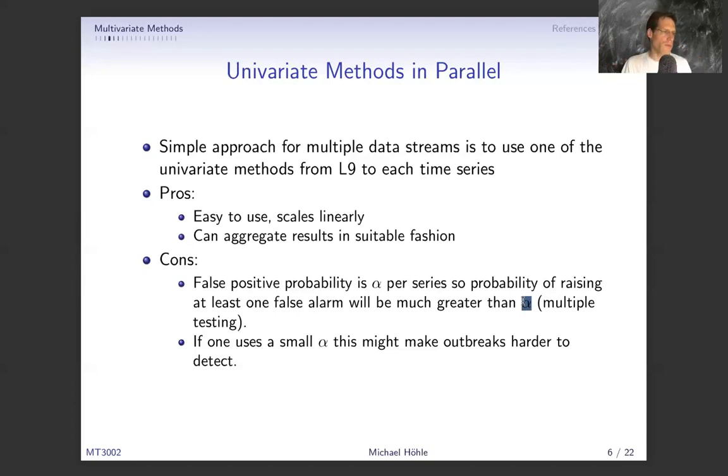With 10 regions, we can do a Bonferroni. We just take our alpha and divide by 10, and then we use the smaller alpha. But of course, if you use a smaller alpha for each of the time series, then outbreaks are also harder to detect, because you need more evidence before you react. So this is something you may want to think about.